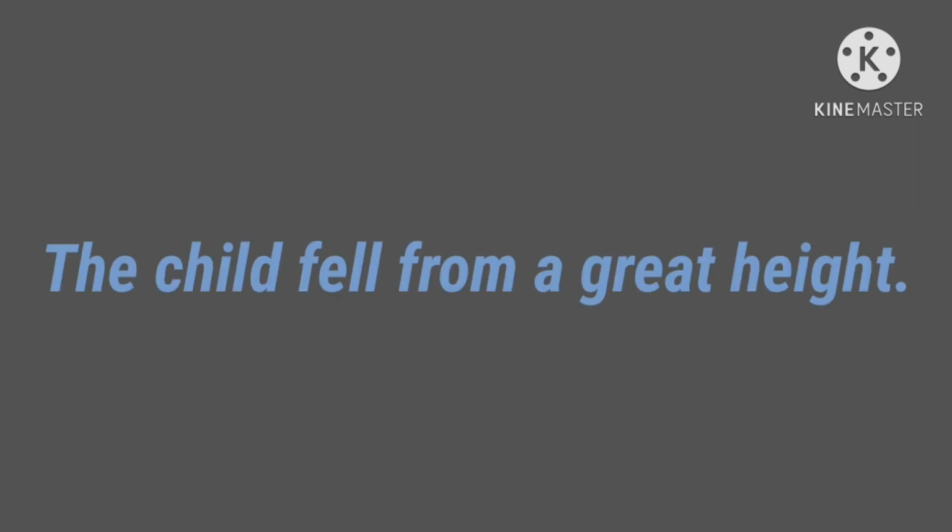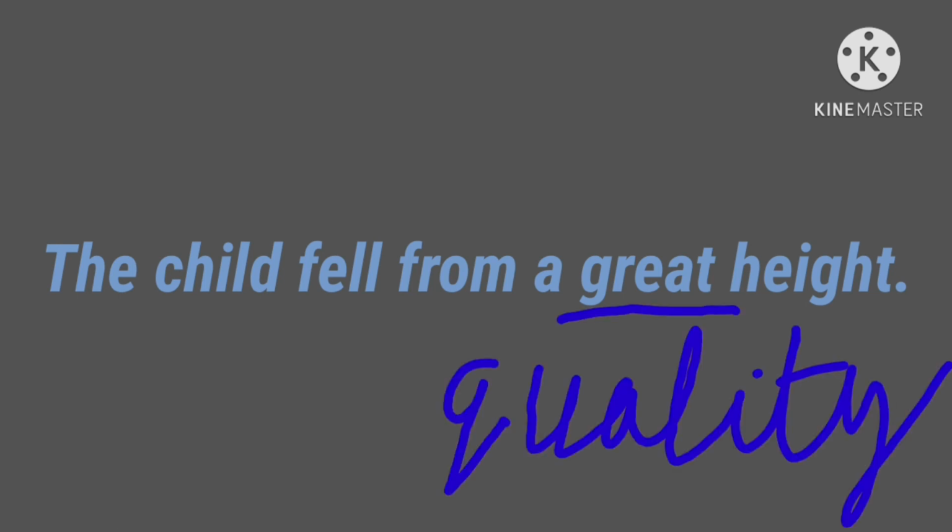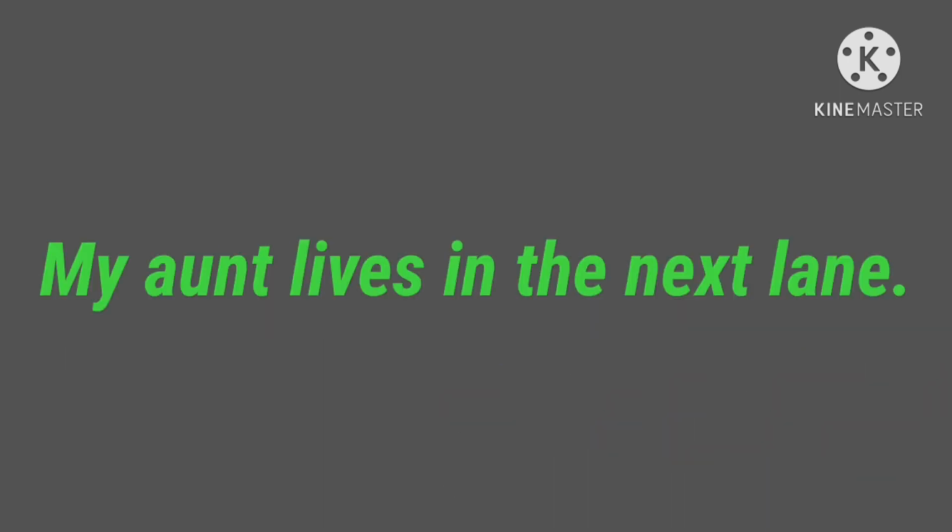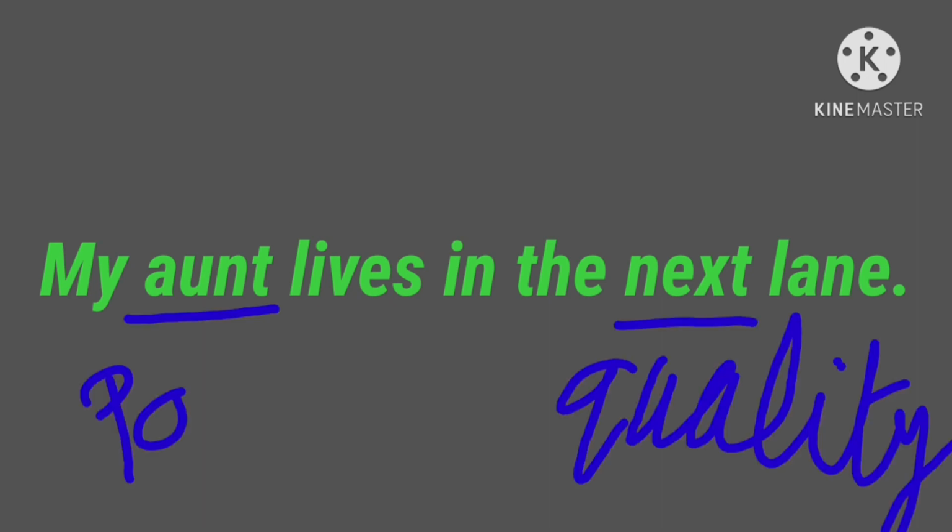Next, the child fell from a great height. Here, which is an adjective? Great. That is an adjective of quality. Next, my aunt lives in the next lane. Here, my and next are adjectives. My is what kind of adjective? Possessive adjective. Next, adjective of quality.